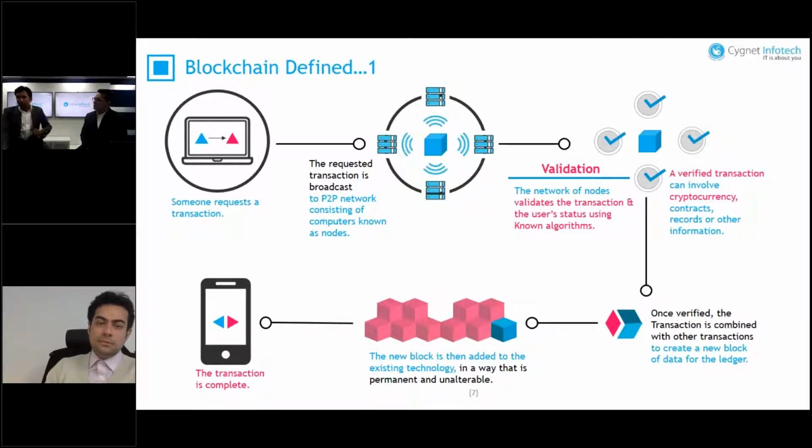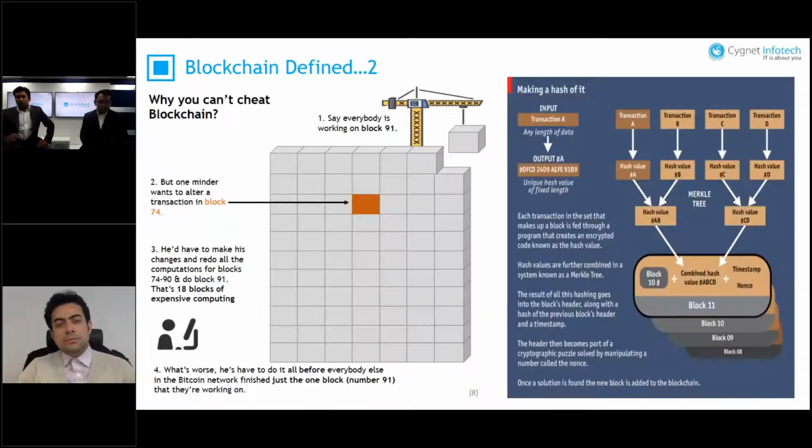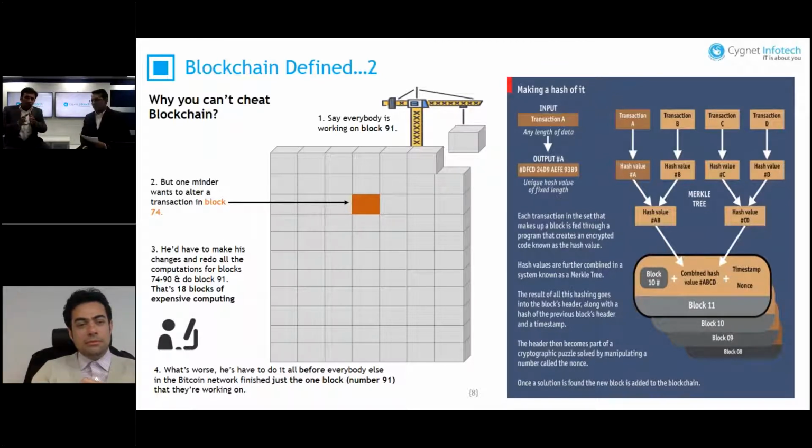Now let's understand a few important technical details. Why do we say that there is transaction level integrity? Let's say you are working on block 91. The entire blockchain, all the nodes, are working on block 91. But some miner somewhere wants to change the transaction in block number 74. Why is this not possible? Because the person trying to commit fraud will have to modify all the blocks from block 74 to 90. That's a lot of supercomputing power. That's very difficult.